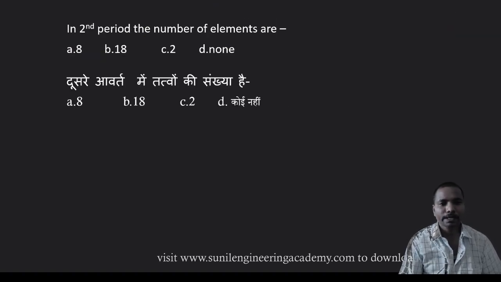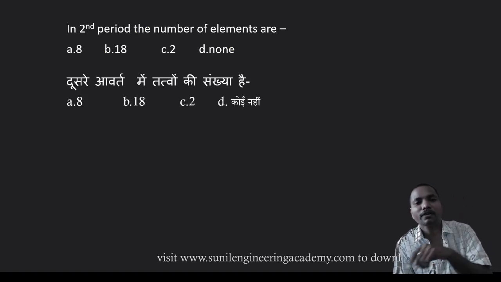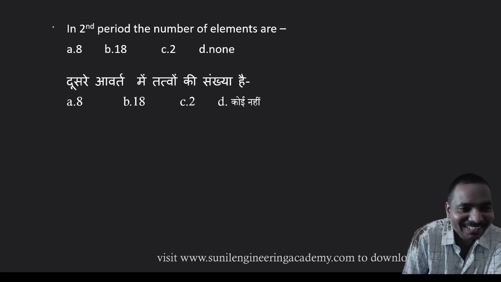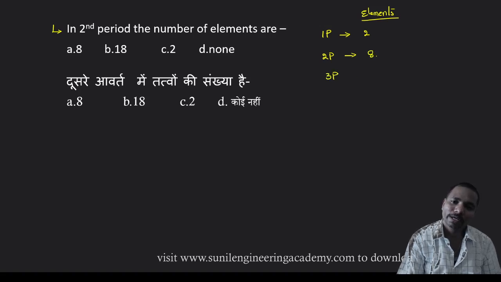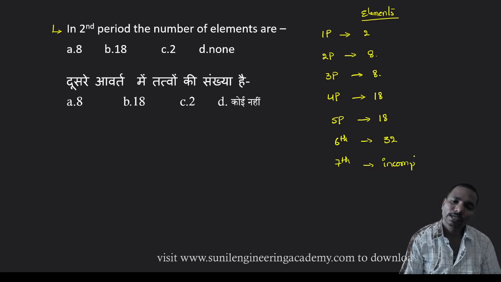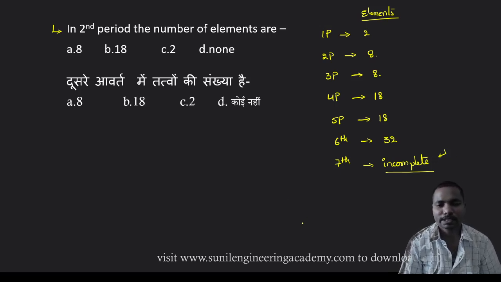In the second period, the number of elements is dash. In the second period, how many elements are there? In the first period we have only two elements. In the second period we have 8 elements. The third period also has 8 elements. The fourth period has 18, the fifth period also has 18, and the sixth period has 32. The seventh period is incomplete. If any new elements are added, they will be added in this period, so that's why it is considered incomplete.